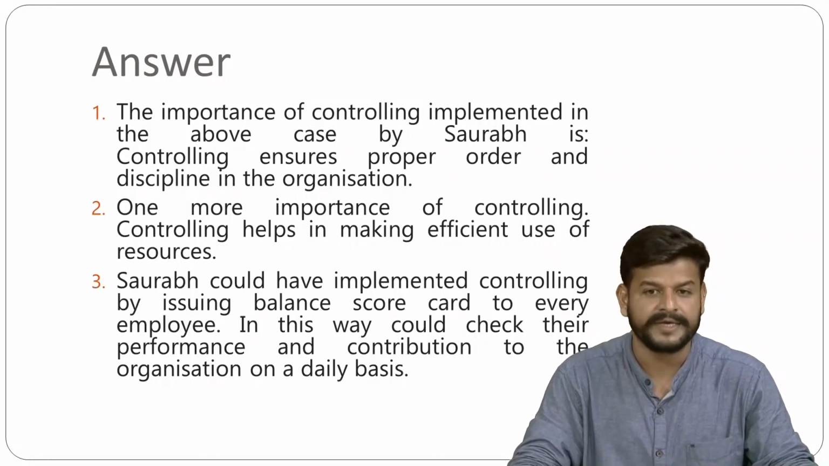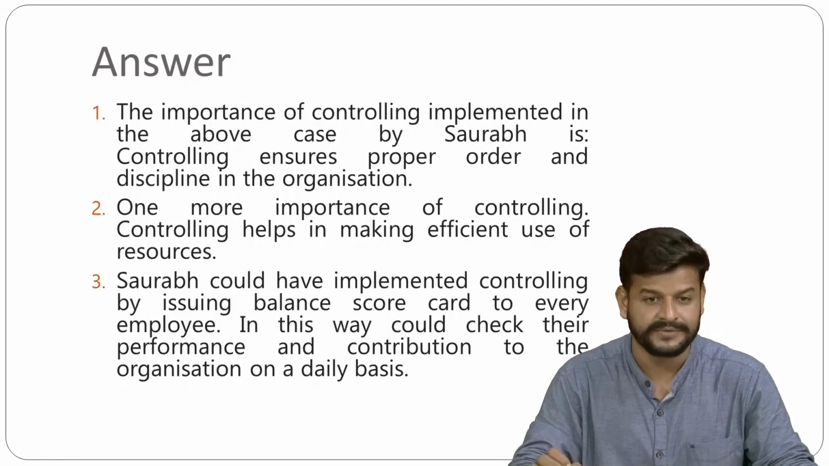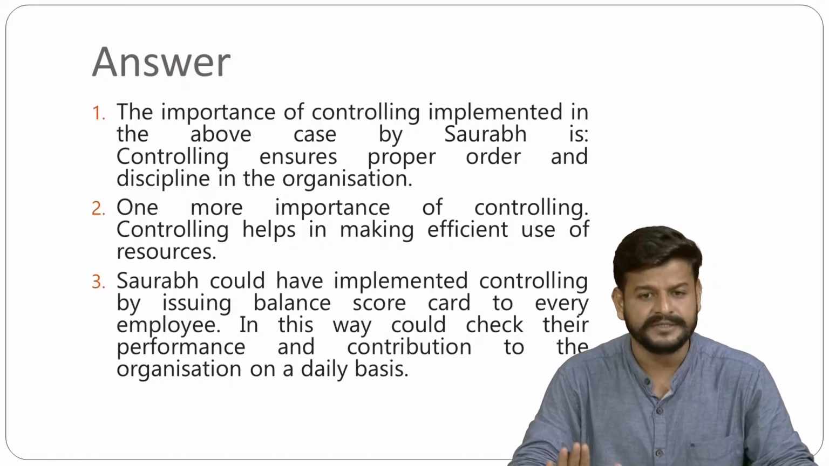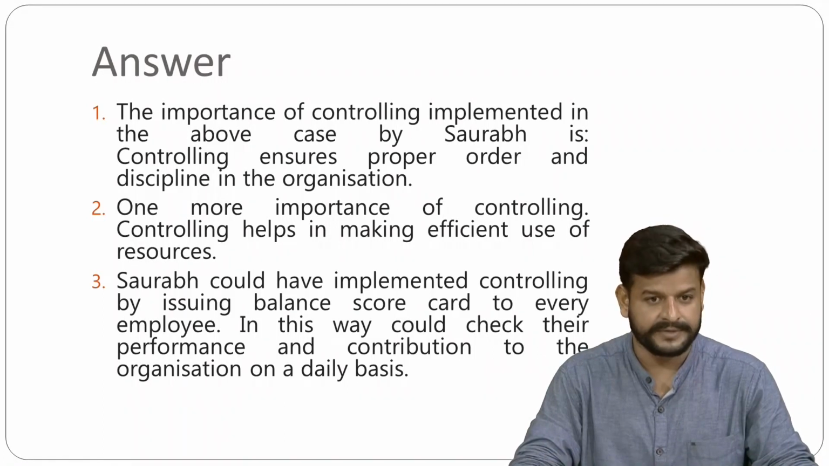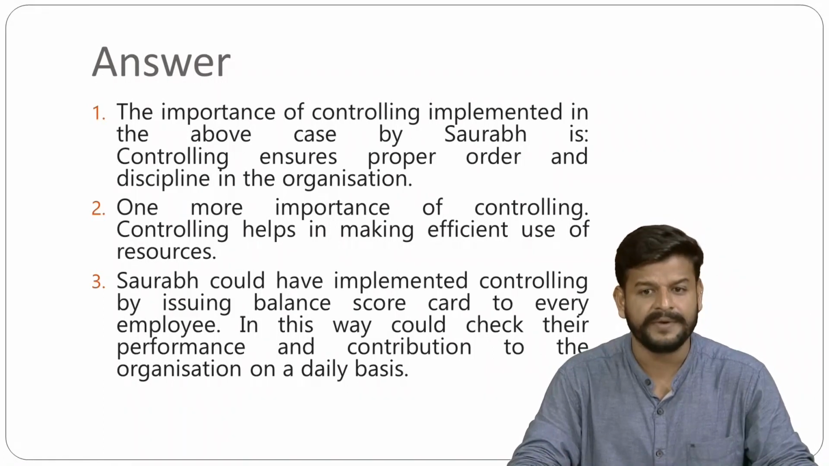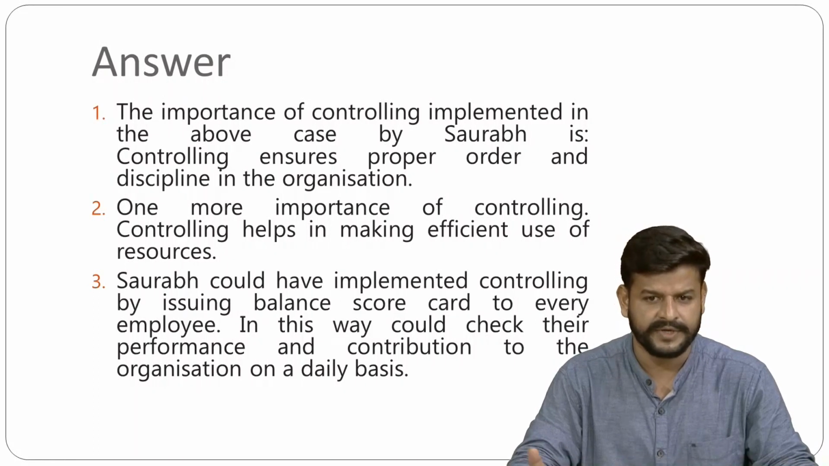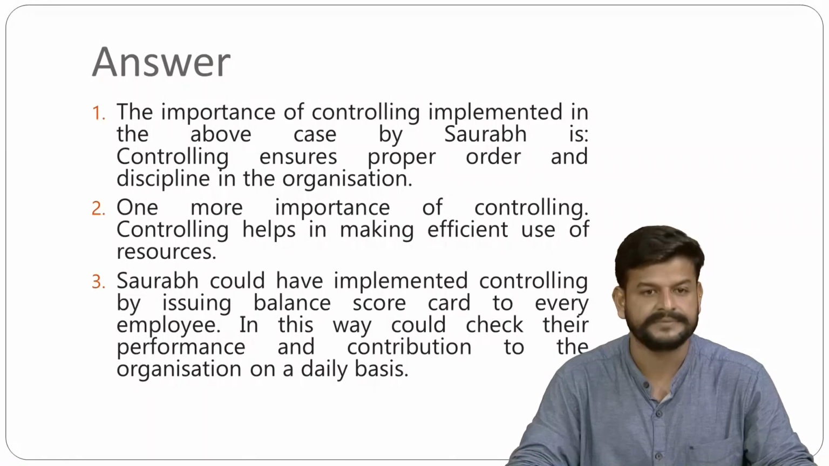The importance of controlling implemented in the above case by Saurabh is that controlling ensures proper order and discipline in the organization. Controlling also helps in making efficient use of resources. It is very important that the optimum utilization of the resources the institute has. Saurabh could have implemented controlling by issuing a balanced scorecard to every employee. In this way, he could check their performance and contribution to the organization on a daily basis.